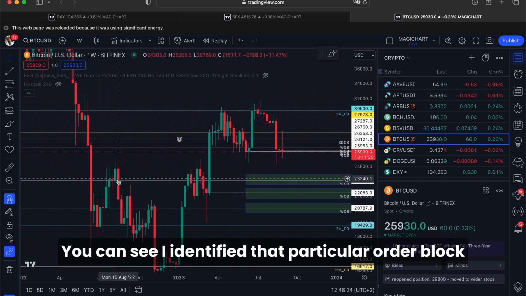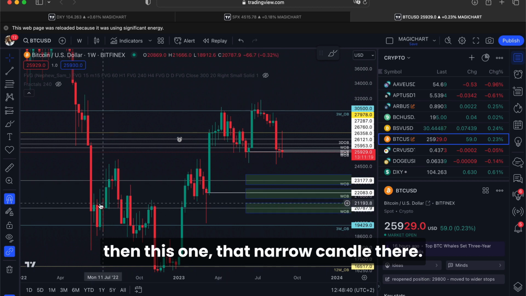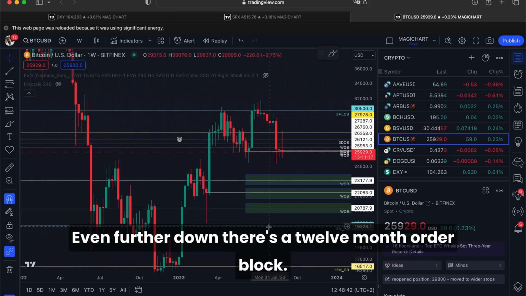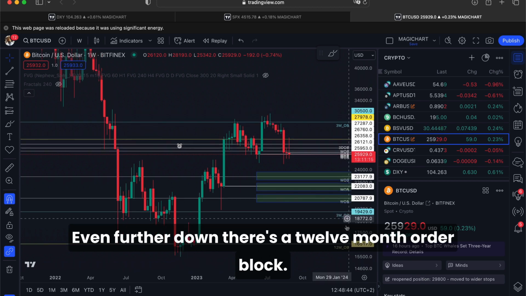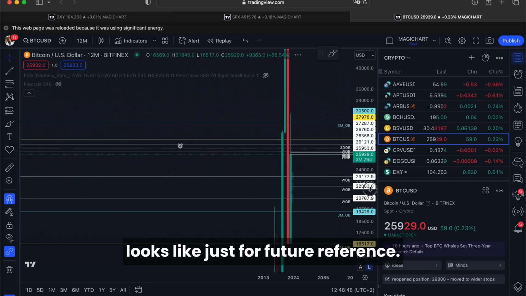You can see I identified that particular order block on that level, that one on that level, and then this one, that narrow candle there. So that's what I'm going to look at even further down. There's a 12-month order block. I just want to show what that looks like.